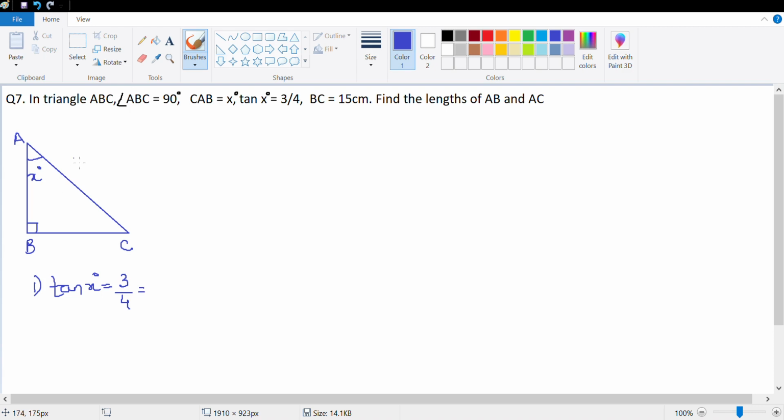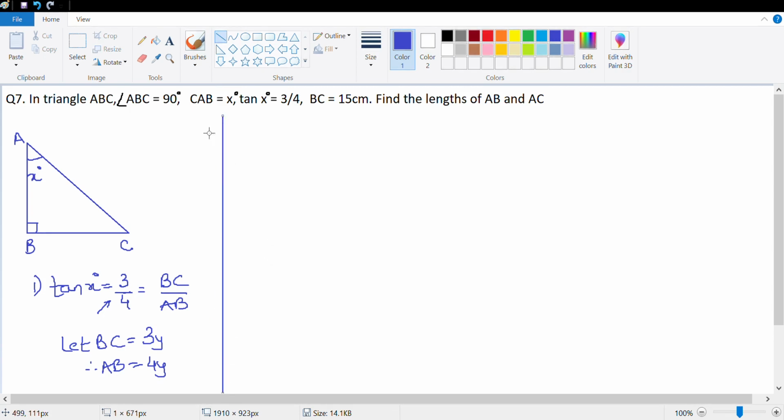We know tan is equal to perpendicular upon base. In this case, BC upon AB. Now, is BC necessarily equal to 3? No, it is not, because since this is a ratio, this could have been 12, this could have been 16, the ratio would still be 3 by 4, which means let BC is equal to 3y, therefore AB is equal to 4y. There is a constant here which is getting cut. This is a ratio, that's why the value is not 3 and 4, but 3y and 4y. So BC is 3y, AB is 4y.